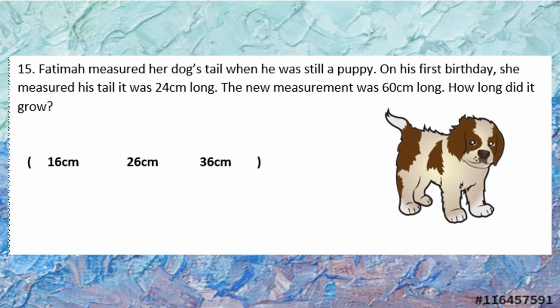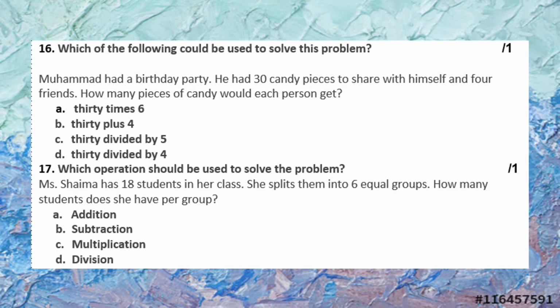Our question number 15. Fatima measured her dog's tail when he was still a puppy. On his first birthday, she measured his tail. It was 24 centimeters long. The new measurement was 60 centimeters long. How long did it grow? Find out.